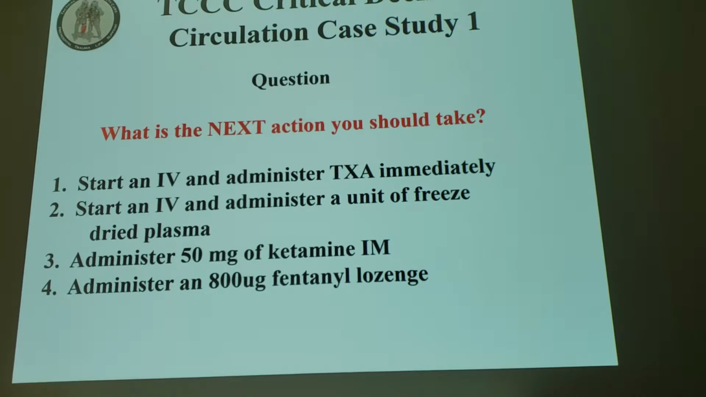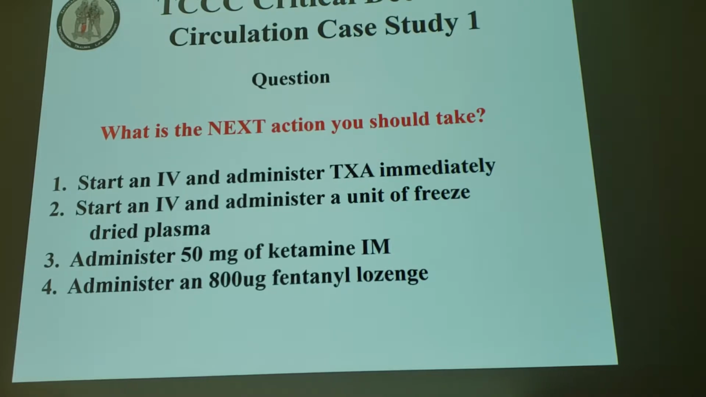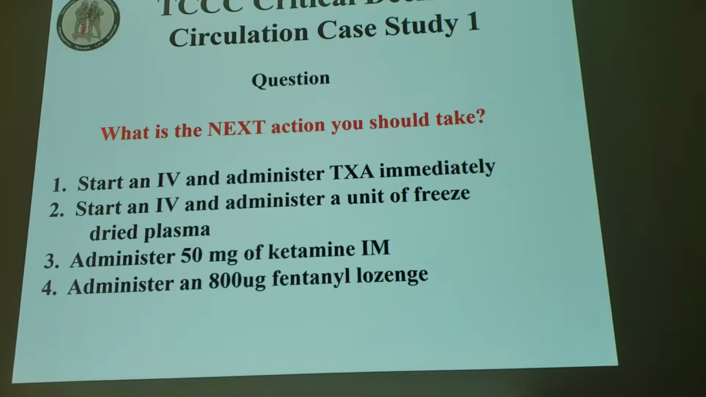Okay, so let's see what our options are. Start an IV line and administer TXA immediately. Start an IV and administer a unit of freeze-dried plasma. We got all the Gucci stuff today. Administer 50 milligrams of ketamine IM. I'd like to start there. Administer an 800 UG, whatever that means. Microgram. Yeah, that's written in New Zealand talk. Fentanyl lost me.